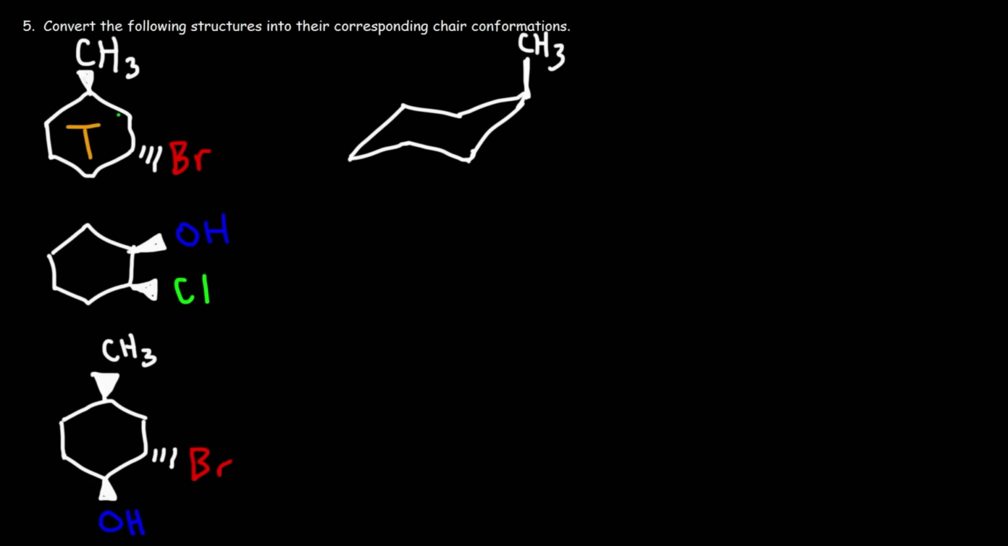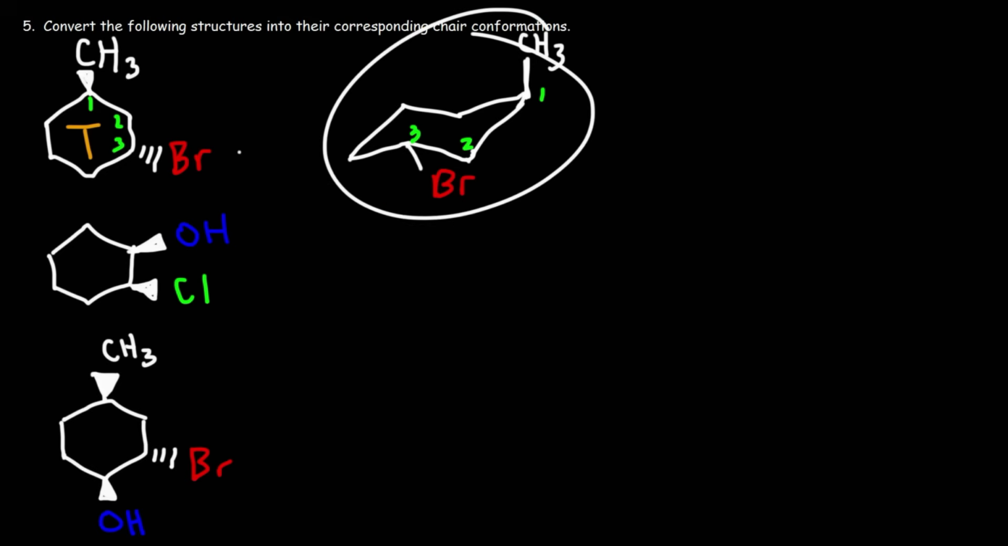So if we were to number the carbons, this is carbon 1, 2, 3. So on carbon 3, bromine has to be going down. It's not going to be axial up, but it has to be equatorial down. So that's one possible chair conformation that we can draw for this structure. It's not the only one. There are other ways you can draw it as well, but this is just one possibility.